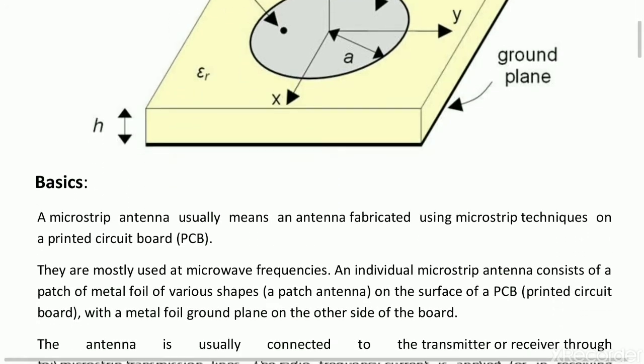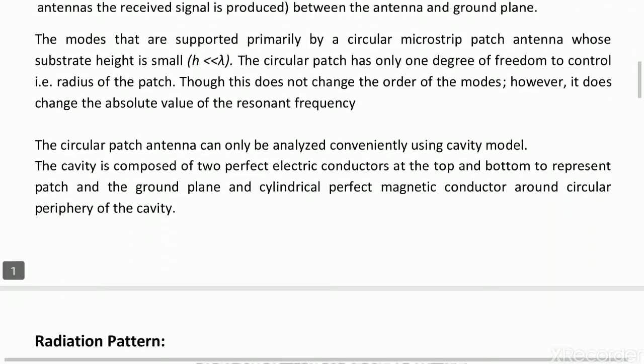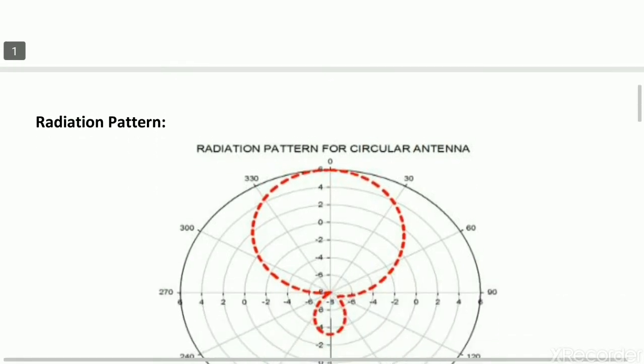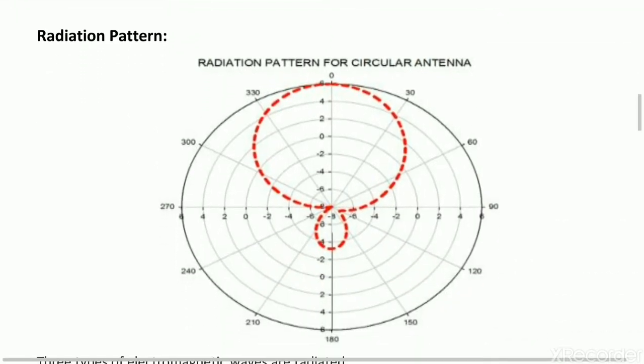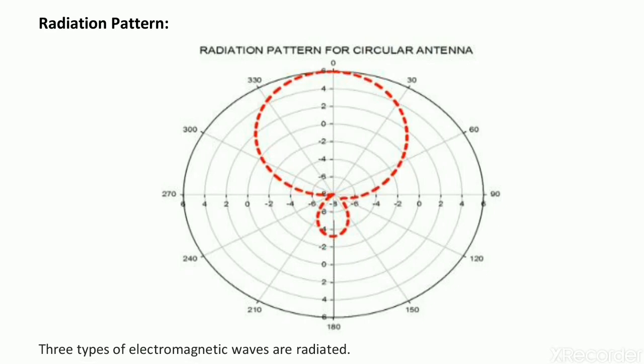We will move forward to the next concept, that is the radiation pattern of the circular patch antenna. We can see clearly it is a strong directivity antenna. We can see the major beam, or major lobe, is directed towards a particular direction. We can see it from the radiation pattern in this figure, that is the red dotted line. Also there is a small back lobe, shown at 180 degrees, and the major lobe is towards 0 degrees.